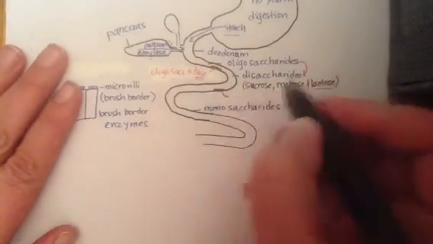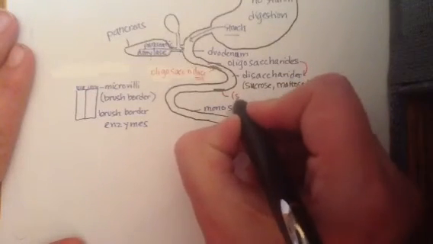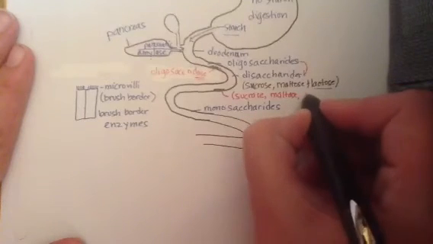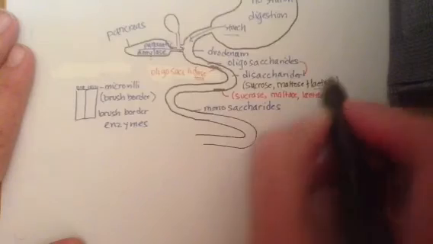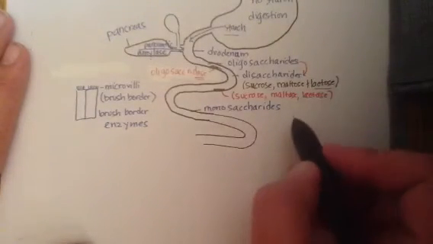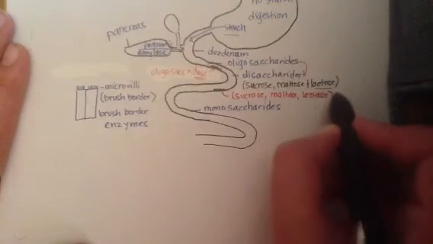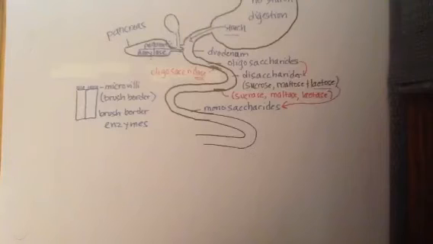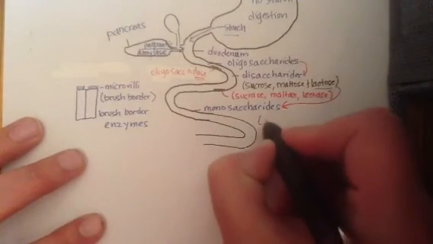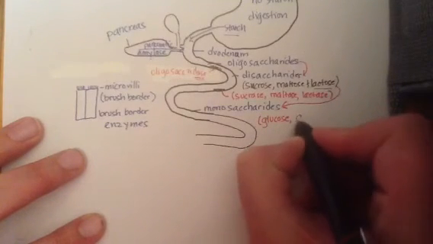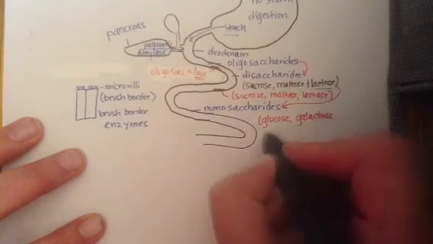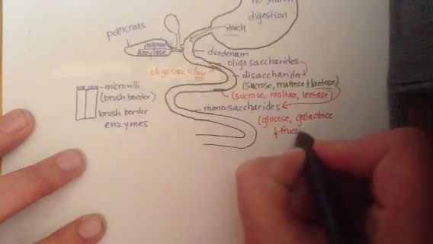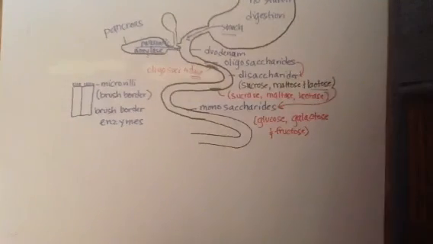You're going to find some more brush border enzymes here, and these are going to be sucrase, which breaks down sucrose, maltase, which breaks down maltose, and lactase, which breaks down lactose. And so these enzymes are going to break down these disaccharides into monosaccharides. And of the monosaccharides, there are 3 that you have in your body: glucose, galactose, and fructose. Okay, so these are the types of monosaccharides that we have.